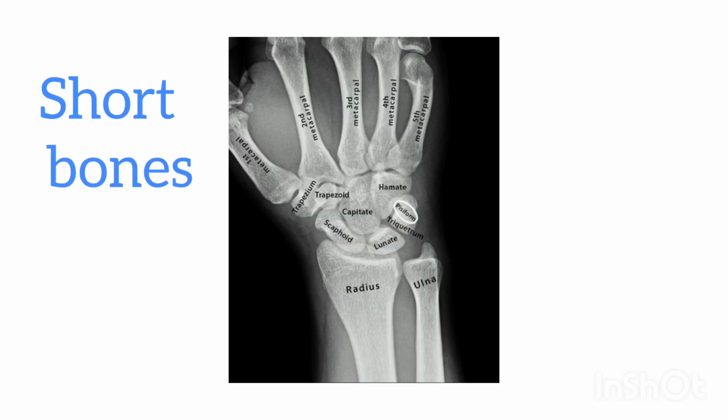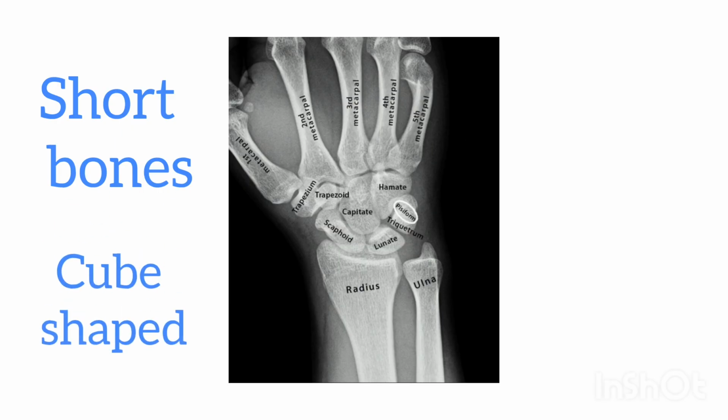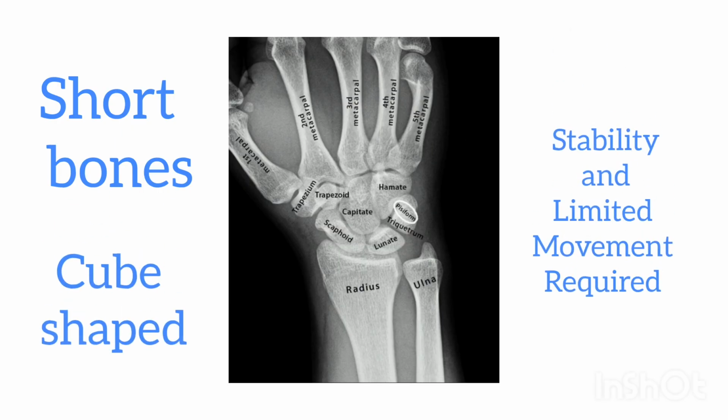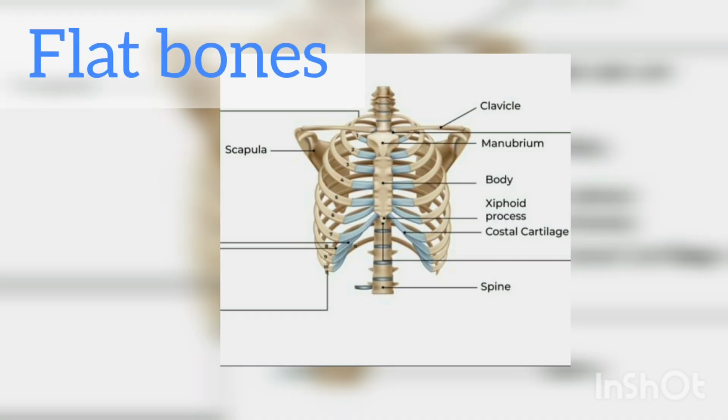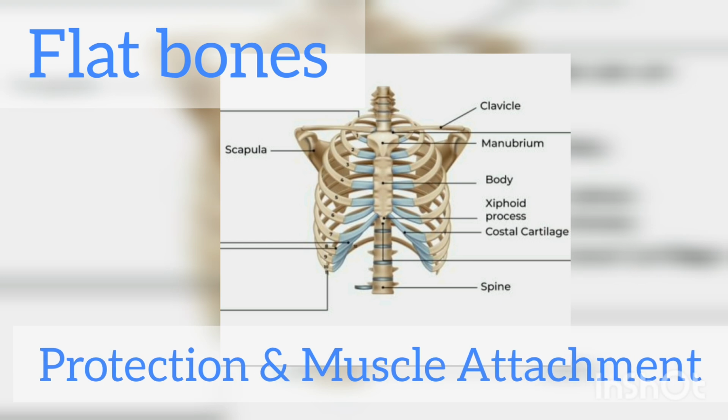Next are short bones. These are generally more cube shaped and mainly found where stability and limited movement are required. The best examples are the carpal bones of the wrist and tarsal bones of the ankle. Then we have flat bones. As the name suggests, these bones are relatively thin and flat. Examples include bones of the skull, sternum, ribs, and scapula. They are particularly important for protection and muscle attachment.